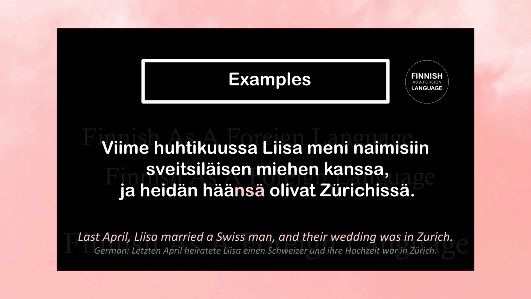And ja heidän hänsä olivat Zürichissä means and the wedding was in Zurich. If you wonder why we say olivat here, it's because of the wedding. The wedding in Finnish always stands in the plural form. That's why the verb is also standing in the plural. Alright, let's repeat. Viime huhtikuussa Liisa meni naimisiin sveitsiläisen miehen kanssa ja heidän hänsä olivat Zürichissä. Last April, Lisa married a Swiss man and the wedding was in Zurich.